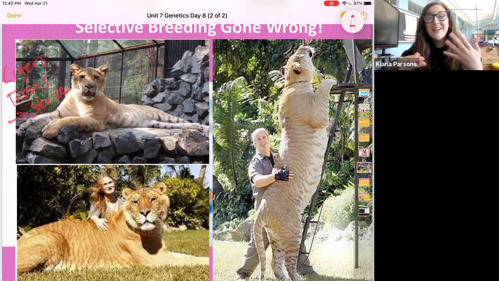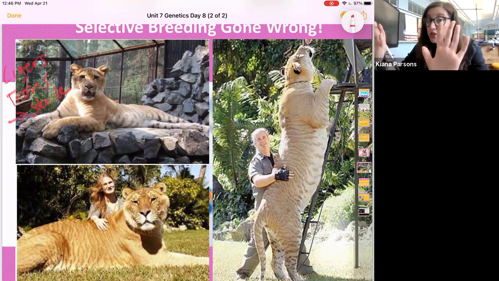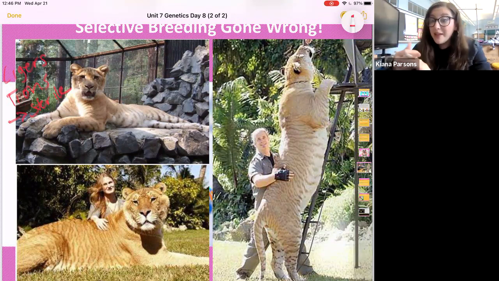So a donkey and a horse have a different number of chromosomes. They're very close. They're very similar, just like the lion and the tiger. They're close enough that you can make a baby of those two. You can make a mule, which is half donkey, half horse.